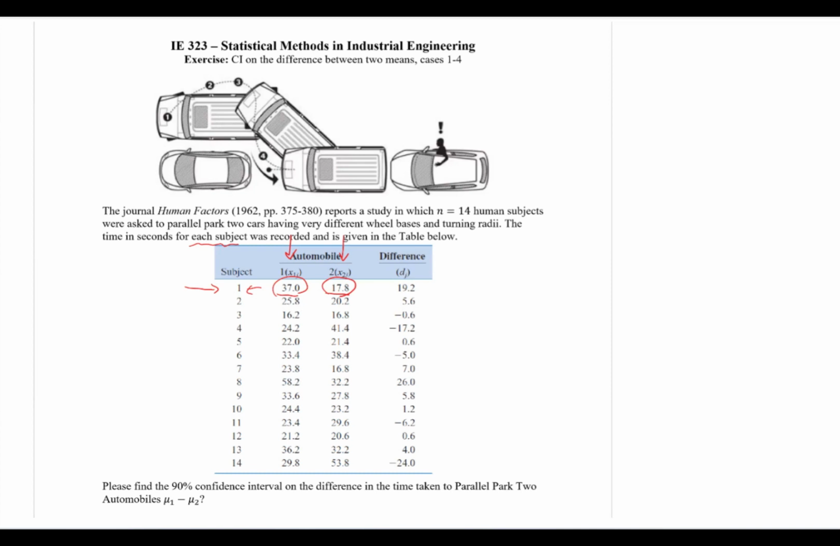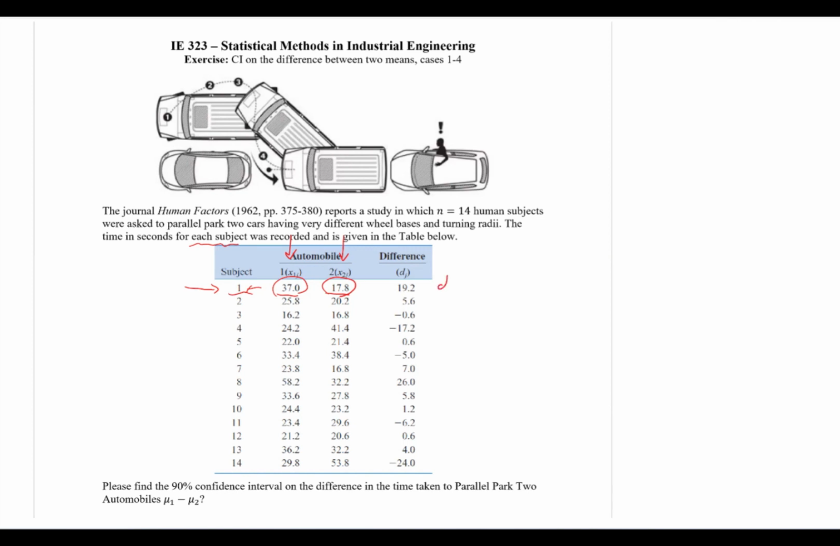Because the same subject drives two different cars, we are trying to see the parking efficiency of two different types of cars. But the people we are going to test are the same human subjects, a total of 14. They drive two different cars and park them respectively, and then we can get the difference when this human subject parks these two different cars. These two cars have different wheelbases and turning radius.